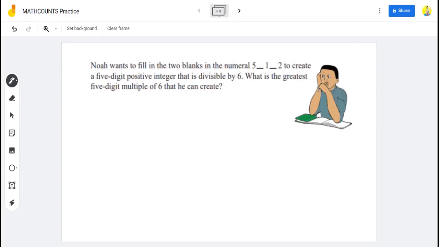On to question 21. Noah wants to fill in the 2 blanks in the numeral 5 _ 1 _ 2 to create a 5-digit positive integer that is divisible by 6. What is the greatest 5-digit multiple of 6 that he can create?